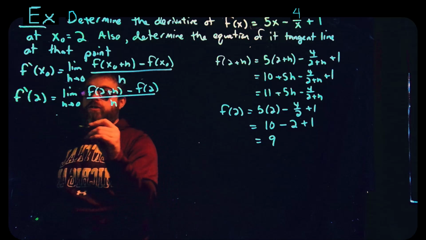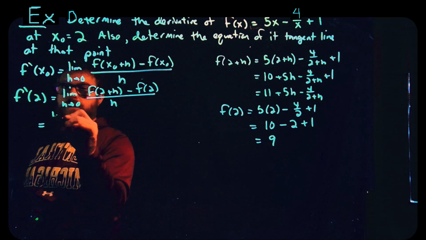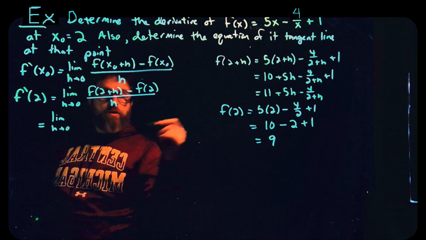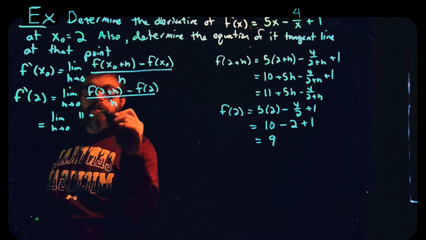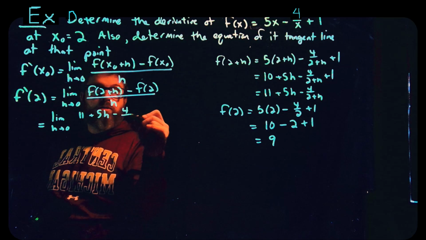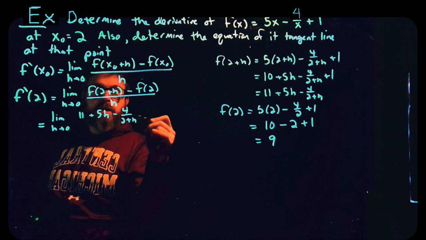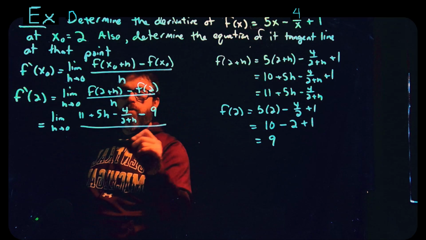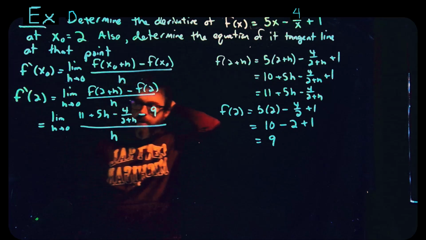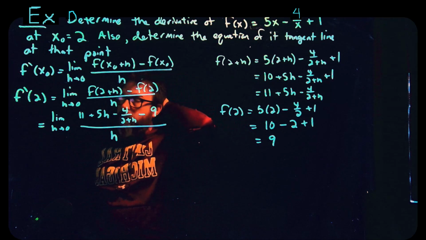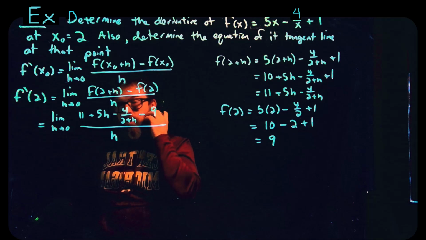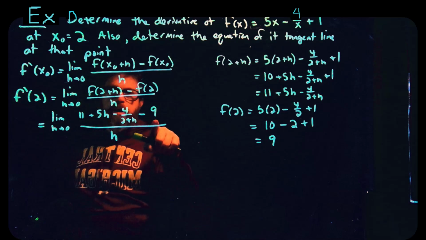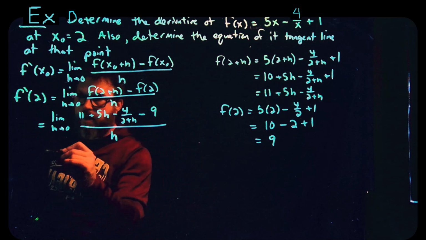Now, plugging these into the expression over here, this is going to be the limit as h approaches 0. Well, after 2 plus h is that (11 + 5h - 4)/(2 + h) minus this 9, all over h. Okay, now the question is what do we do with this expression? Well, I can simplify this right away. I have 11 minus 9, which is going to give us 2, and we'll go ahead and do that.